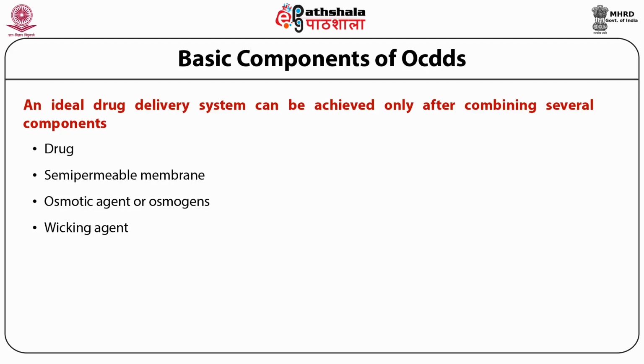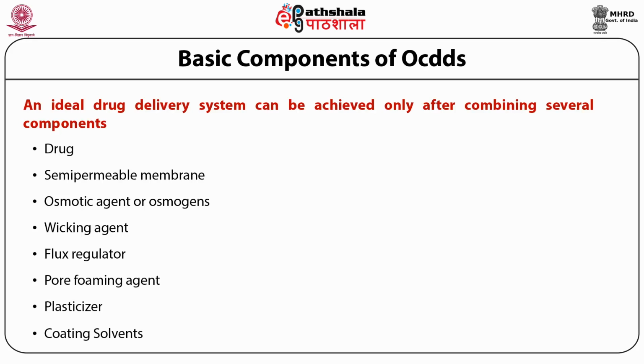So to improve it, to increase it, we need something called a flux regulator. Flux is a parameter that shows the permeability of something against a layer. Flux regulators include pore forming agent, plasticizer, and coating solvent. In later slides we will learn about each individually.